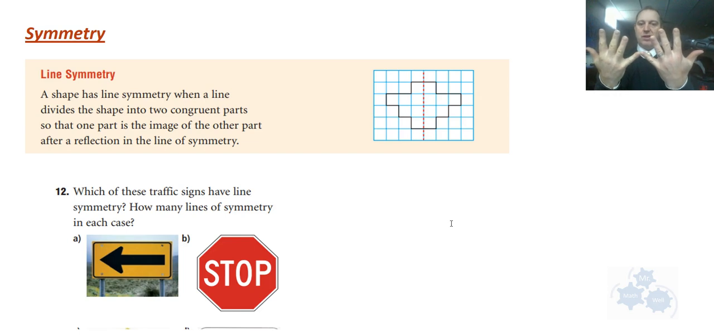So this figure right here would have line symmetry, okay? A single hand would not have line symmetry. It would not, because there's no line that I can draw where it would exactly map onto the other. See, the pinky and the thumb are different. So if I drew a line right here, you might think, oh, there's a line of symmetry right there.